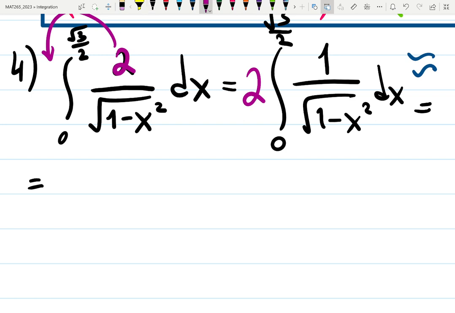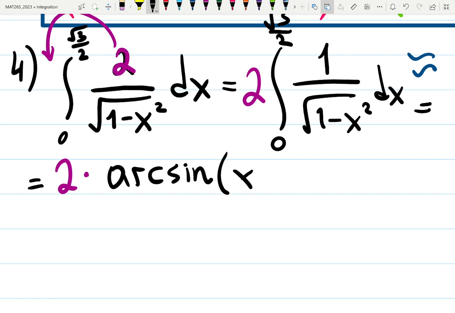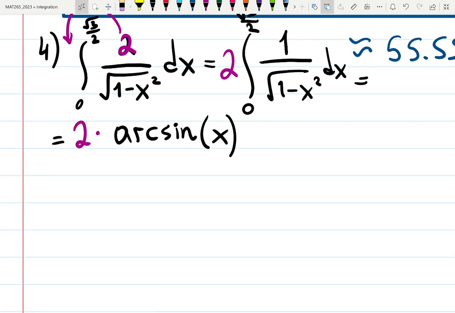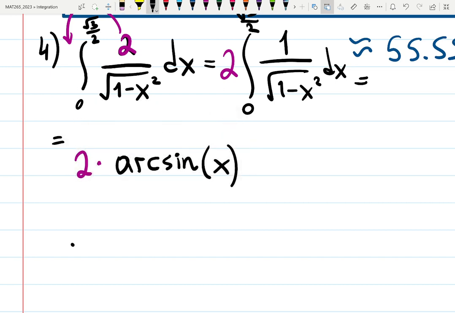Do you remember? So 2. And now you have arc sine, or some of you said sine inverse. That's correct, 2 arc sine of x. So it means you just need to remember differentiation formulas in order to do these. And now there's a bar. Now it's not going to fit. A bar from 0 to square root of 3 over 2.